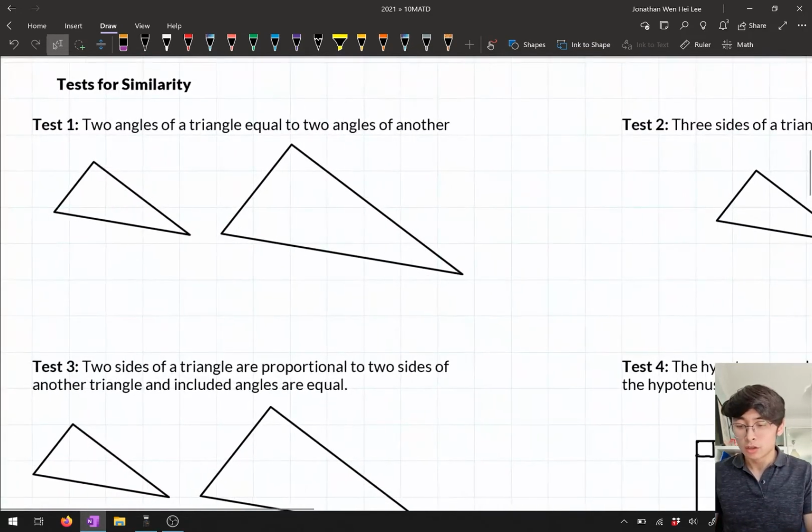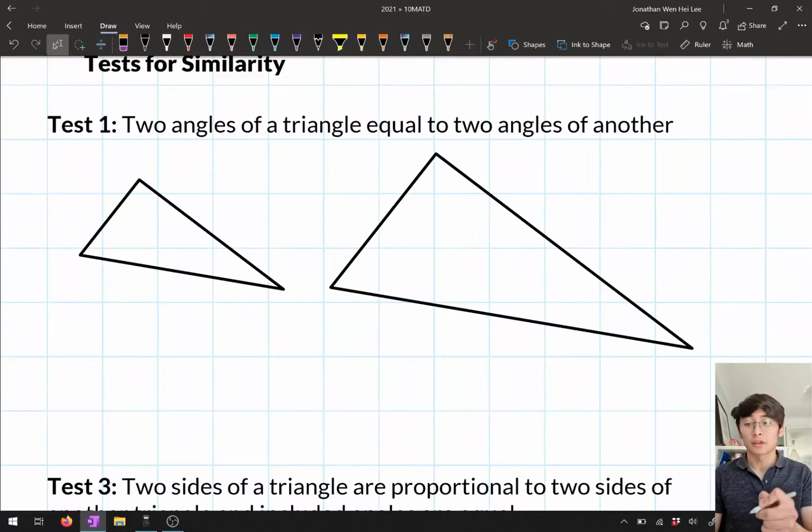The first one: 2 angles of a triangle are equal to 2 angles of another. So if you are given 2 angles in a triangle, for example this one here and this one, and they match and they're equal, and this one over here and this one over here are equal, that is a test that allows me to check whether or not 2 triangles are similar. So if you've got 2 pairs of equal angles, that means your 2 triangles are similar.